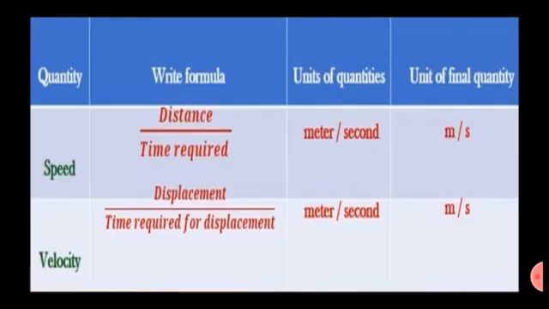Quantity, formula, and unit of quantity. Speed: distance upon time required. The unit of quantity is meter per second. Velocity: displacement upon time required for the displacement. The unit of quantity is meter per second.